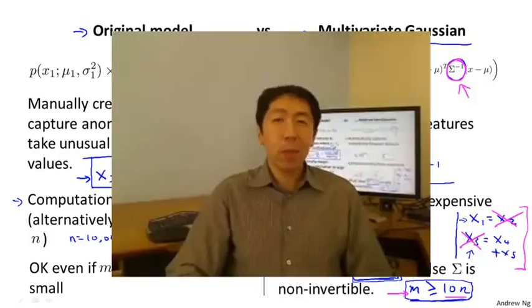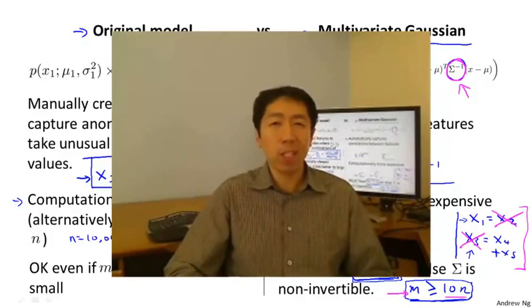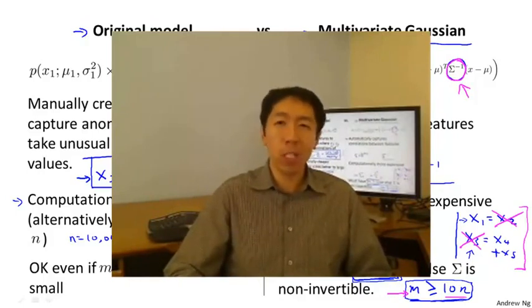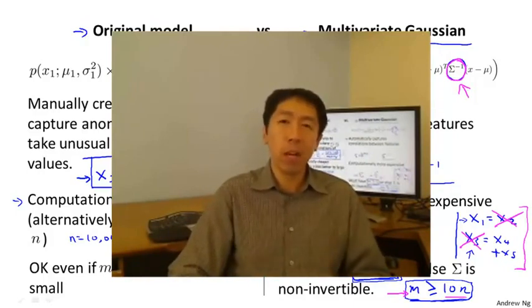So that's it for anomaly detection with the multivariate Gaussian distribution. And if you apply this method, you'll be able to have an anomaly detection algorithm that automatically captures positive and negative correlations between your different features and flags an anomaly if it sees an unusual combination of the values of your features.